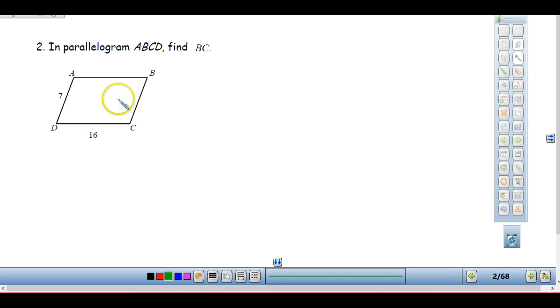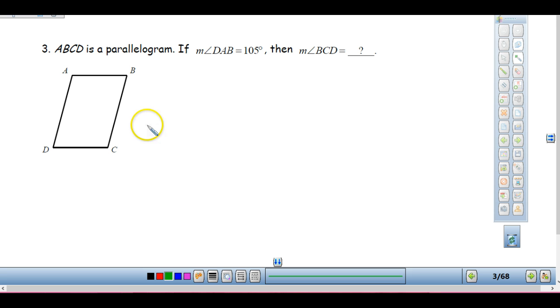Okay, next one, you've got a parallelogram. One thing that we know about parallelograms is that opposite sides are congruent. So they're looking for BC. BC is going to be 7 because the side opposite is 7. We know that DC is 16, so the side opposite, AB, is also going to be 16.